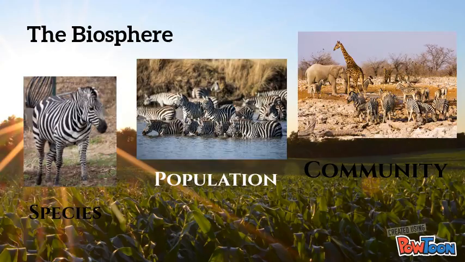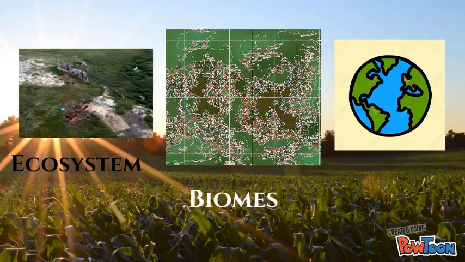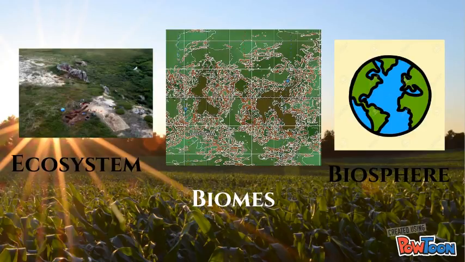Then we go with an ecosystem, which is all the organisms that live in a place together with their physical environment. Then we have a biome, that is a group of ecosystems, and our entire planet with all its organisms and physical environments is known as the biosphere.